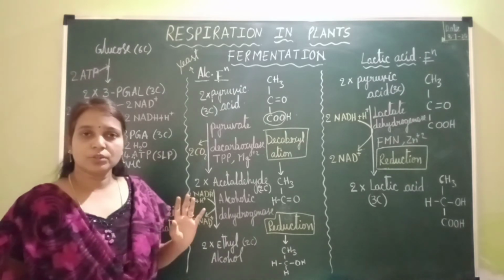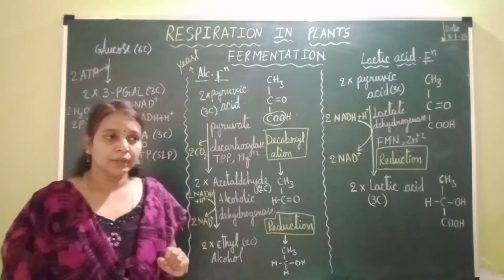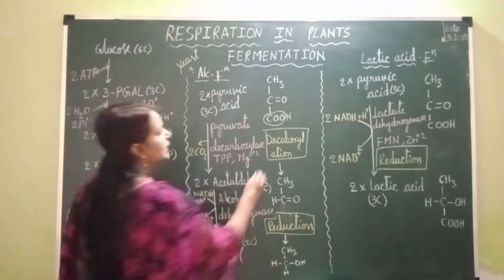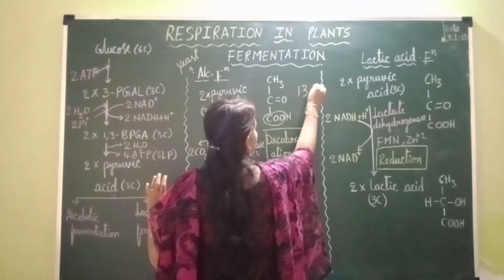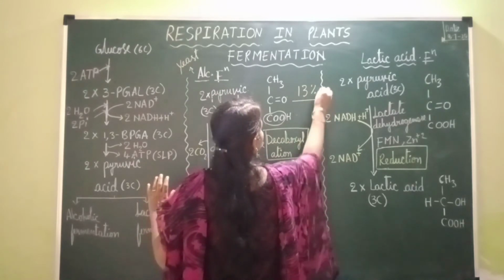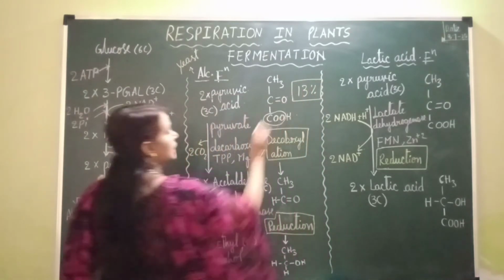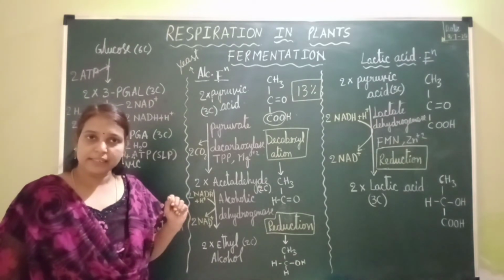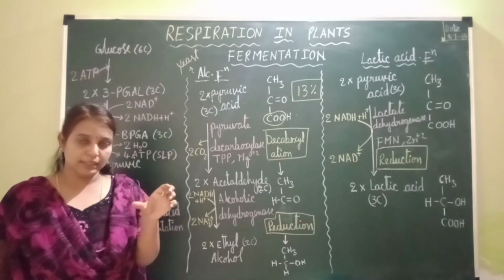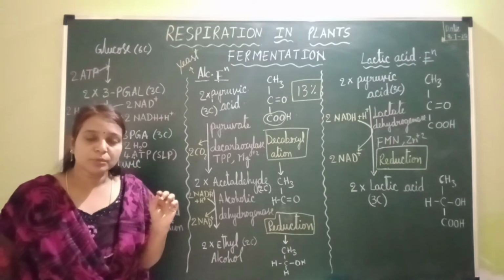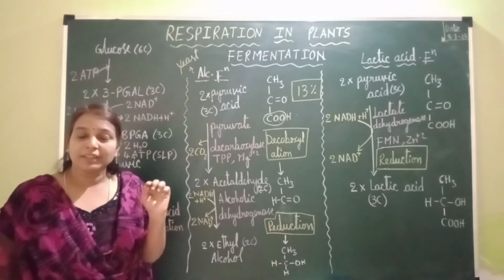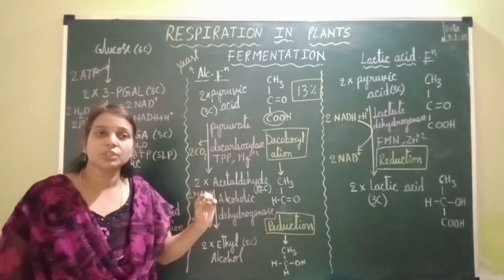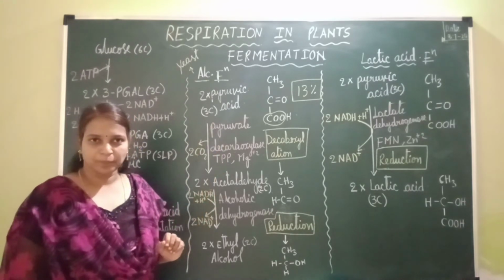Okay, here I would like to discuss one more point. If the concentration of this ethyl alcohol reaches about 13%, it results in the death of yeast cells. In NCERT, one line is given: yeast poison themselves when the alcoholic concentration reaches about 13%.